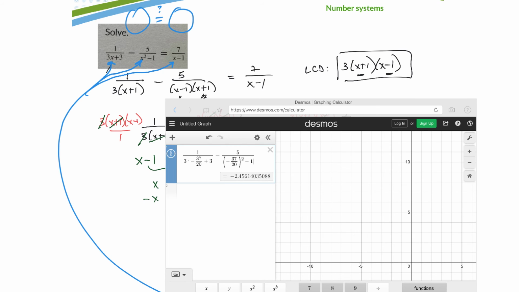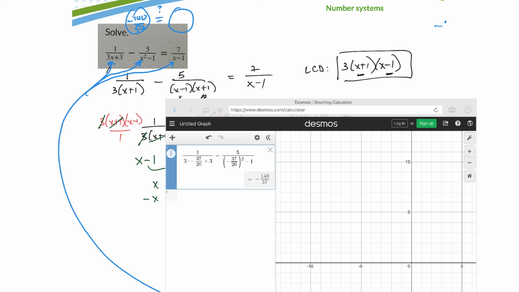Okay, so I'm getting that. If I change it to a fraction, it's negative 140 over 57. Negative 140 over 57. All right, let's see what happens. Now that I've started, I got to finish.